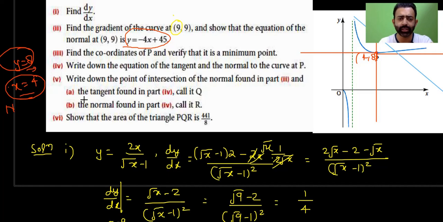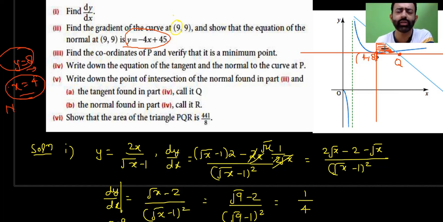It says that the tangent found in part 4, call it point Q. So in this point, you will say that it is point Q. Point intersection of second part normal with the tangent is point Q. This point, it is saying it is P. So basically what it is asking, that we have to show that the area of the triangle PQR in the sixth part, PQR is this triangle. Okay. So we have to show that the area of this triangle is 441 by 8.